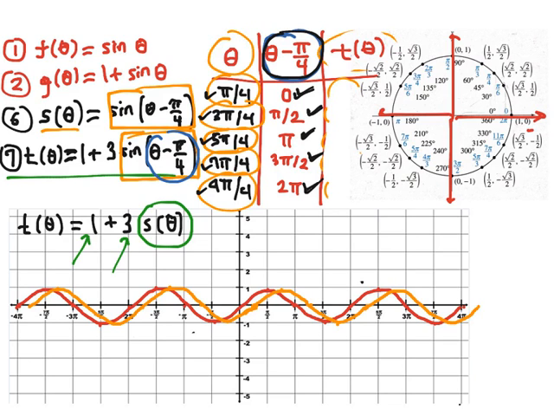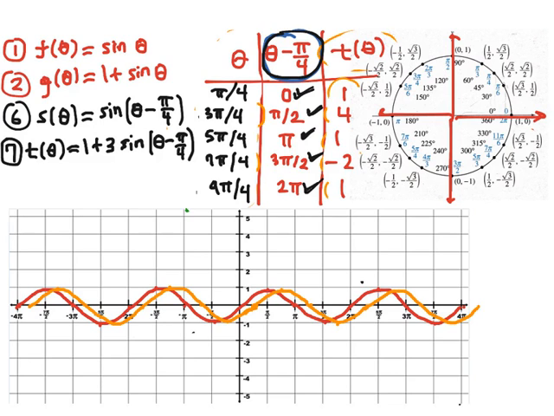So when the argument is 0, sine of 0 is 0, and then you have 3 times 0 is 0, plus 1 is 1. When the argument of the sine function is pi over 2, sine of pi over 2 is 1. 3 times 1 is 3, plus 1 is 4. When the argument of the sine function is pi, sine of pi is 0. 3 times 0 is 0, plus 1 is 1. When the argument of the sine function is 3 pi over 2, sine of 3 pi over 2 is negative 1. 3 times negative 1 is negative 3, plus 1 is negative 2. And when the argument of the sine function is 2 pi, sine of 2 pi is 0. 3 times 0 is 0, plus 1 is 1.